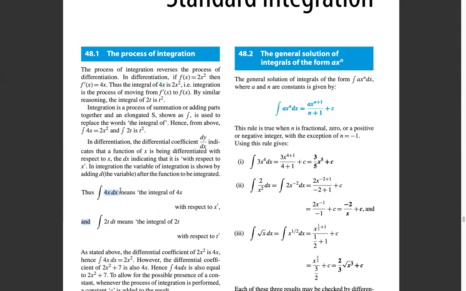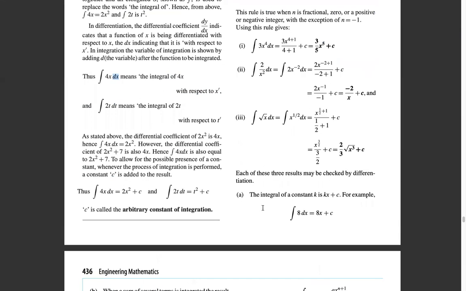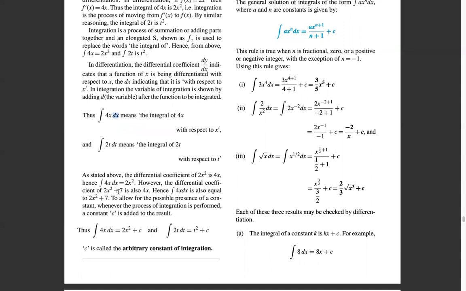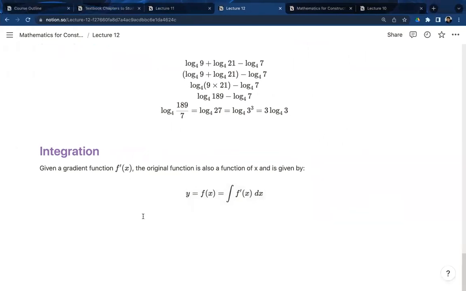So when we say integral 4x dx, it means the integral of 4x with respect to x, x being the argument. You need to specify it so that if you have other letters, they'll be taken as constants. Now, one popular thing to notice is that the integral of 4x, even though it's 2x squared, is really 2x squared plus some constant, because if you had the original function plus some number, then differentiate and it will give the same gradient function, right? It doesn't matter if there are constants involved.